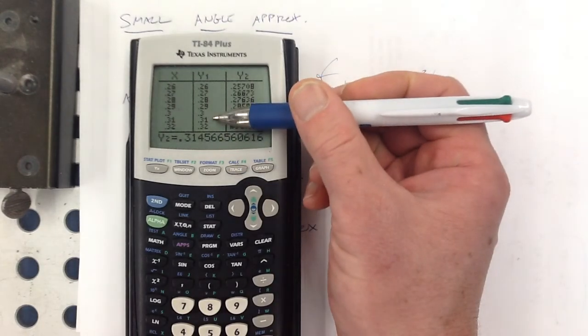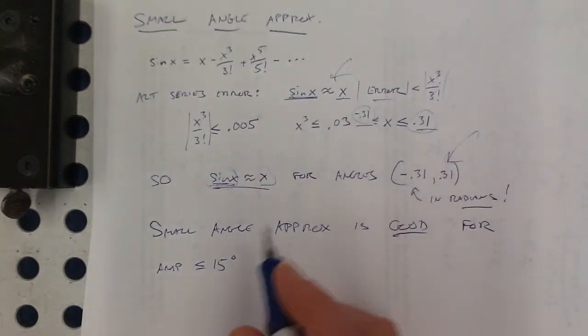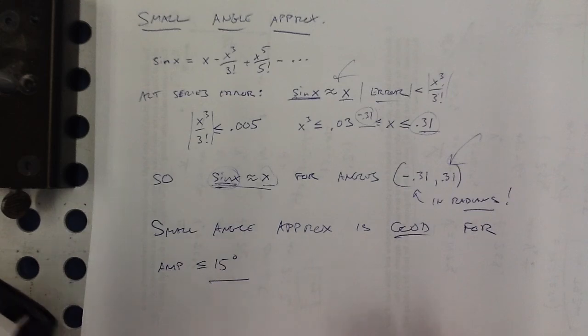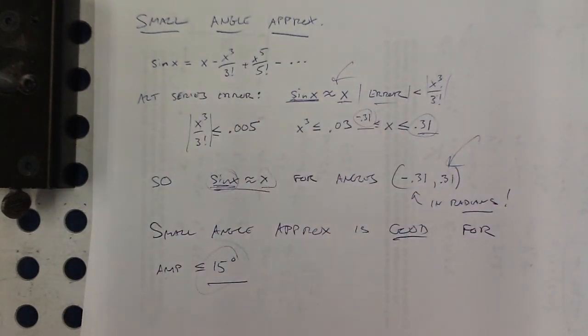And remember, that's about 17, 18 degrees, and we're going to go with the conventional wisdom that small angle approximation you can do when you're at 15 degrees or less of amplitude. So that's pretty cool. Calculus in physics class, and even Taylor series. I mean, come on, how awesome is that?